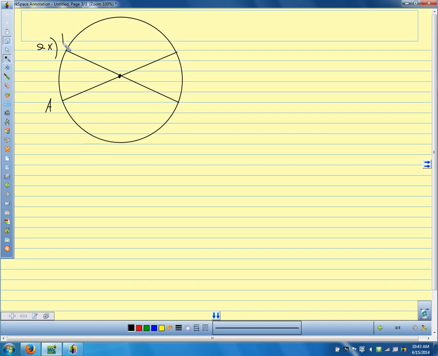A, B, D, and E. And we'll call this point C. So the name of this circle would be circle C. The C is at the center.